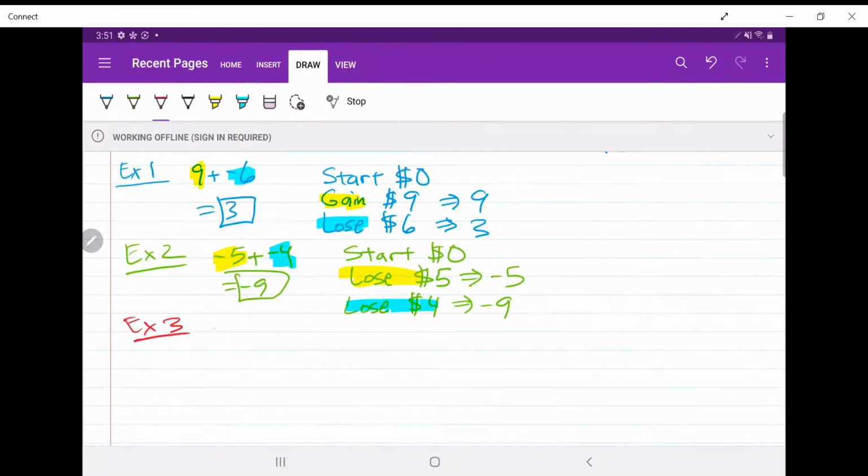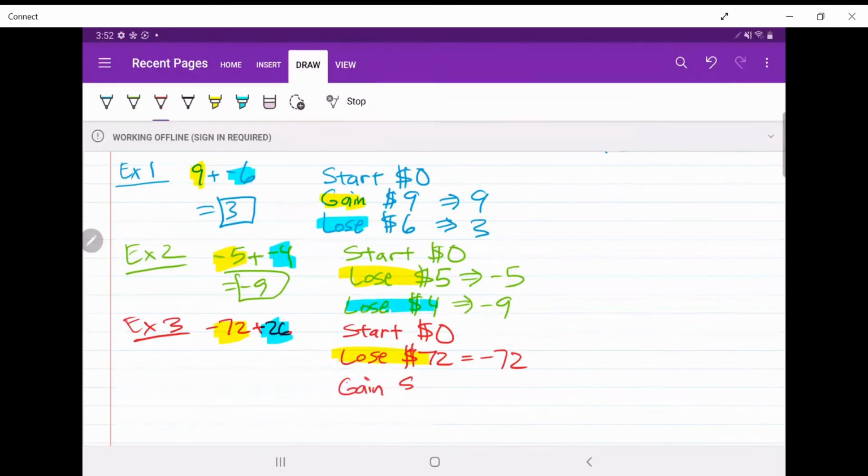Example 3, negative 72 plus 26. Once again, we start at $0. Negative 72 means we are losing $72. So that means we're at negative 72. Then the positive 26 means we are gaining $26.